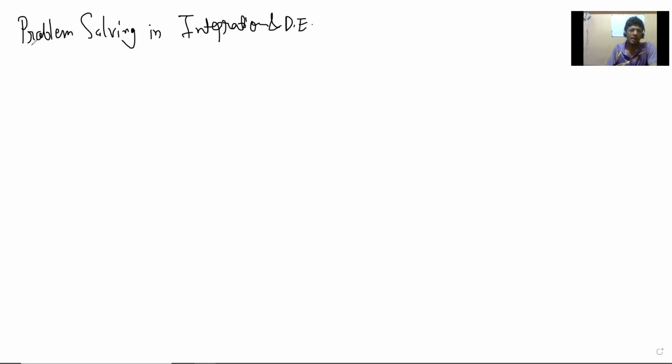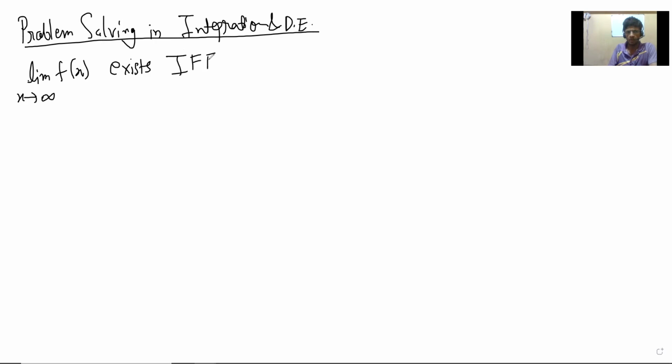So maybe we can do a mixture of integration, differential equations, and even a bit more. So in fact, let us begin with a lemma which we had last time. Last time there was a lemma which gave us a condition for when the limit of a function as x goes to infinity will exist. This is what we wanted to prove, and it is an if and only if statement.